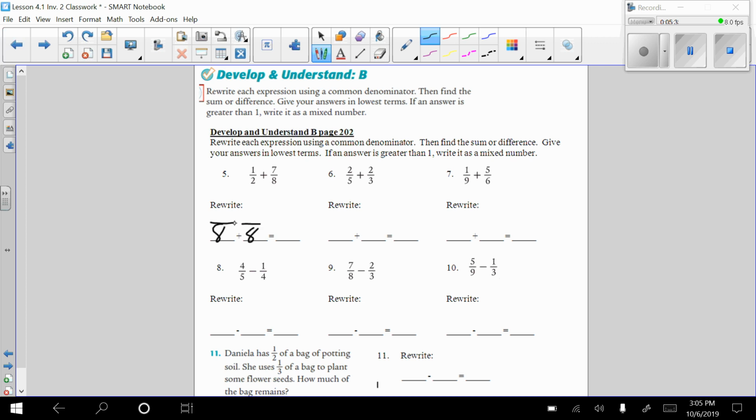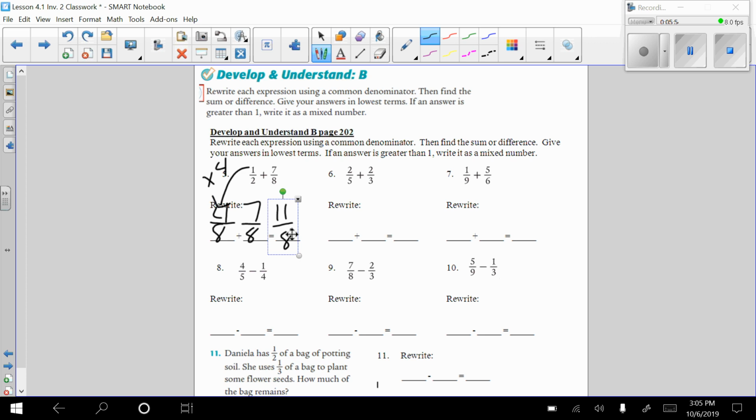So the common denominator is going to be 8. What did I do to 2 to get to 8? I times it by 4. I must do the same thing at the top. 1 times 4 is 4. Carrying down the 7. In this case, I just add the numerators. I have my common denominator, so I can see that it's going to be 11/8.